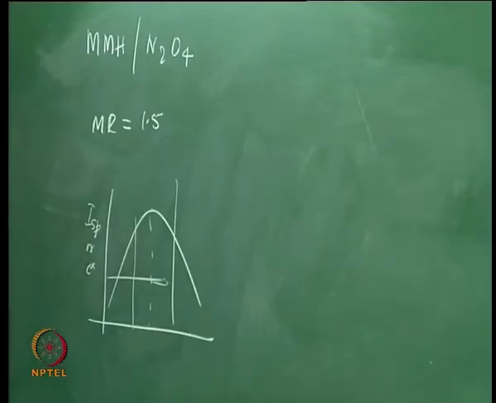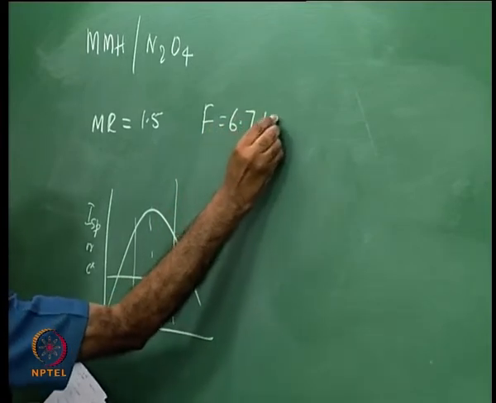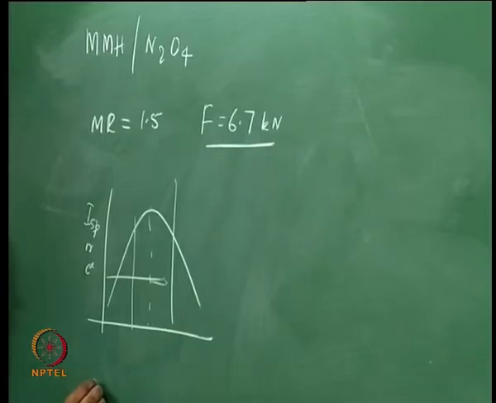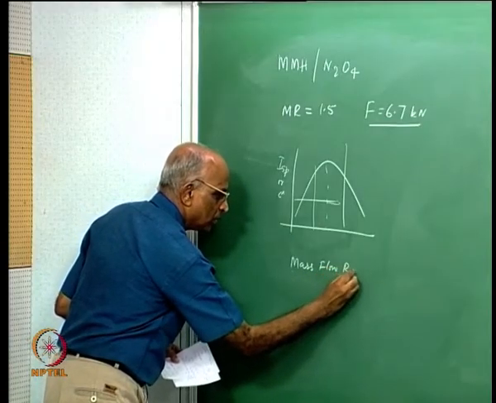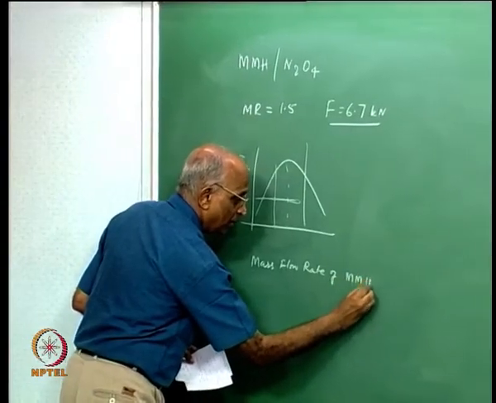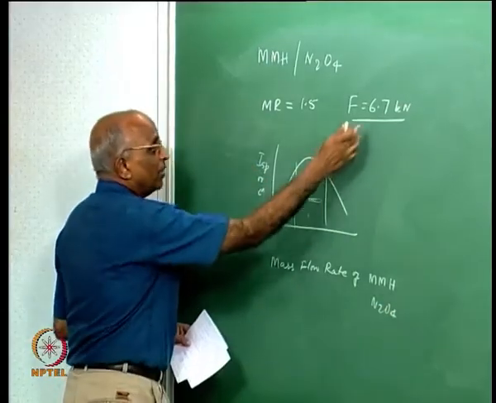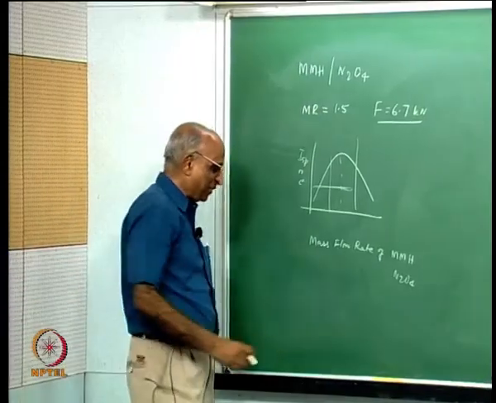I also am given one more data. I tell myself, well, the thrust what I require is 6.7 kilonewton. Now I ask a question, what must be the mass flow rate of MMH into the chamber? What must be the mass flow rate of N2O4 in the chamber to give me a thrust of 6.7 kilonewton? Therefore, the problem is extremely simple.